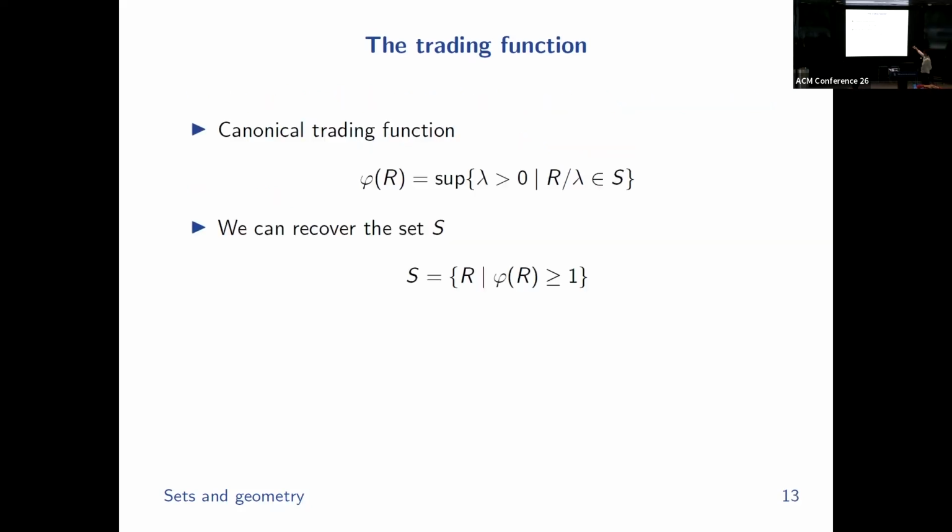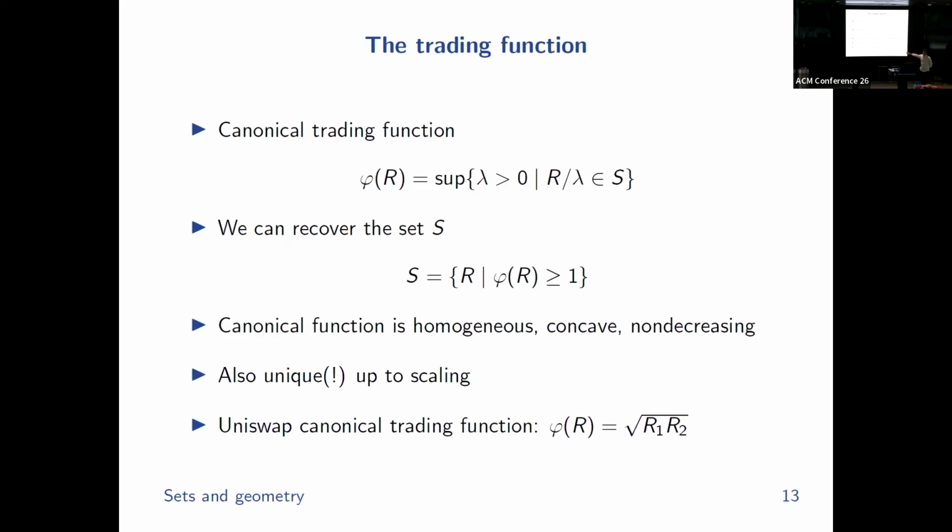So obviously, as I mentioned before, from the canonical trading function we can recover the set by exactly the argument I gave. But also an important property is that the canonical function is homogeneous, concave, and non-decreasing. And in fact, it is the unique function which recovers the trading set up to scaling. So any function that recovers exactly this trading set is going to be pointwise identical to the canonical trading function up to a scaling constant. Kind of silly when you look at the definitions, but this was, as far as I know, not known. Every CFMM actually can be turned into this function.